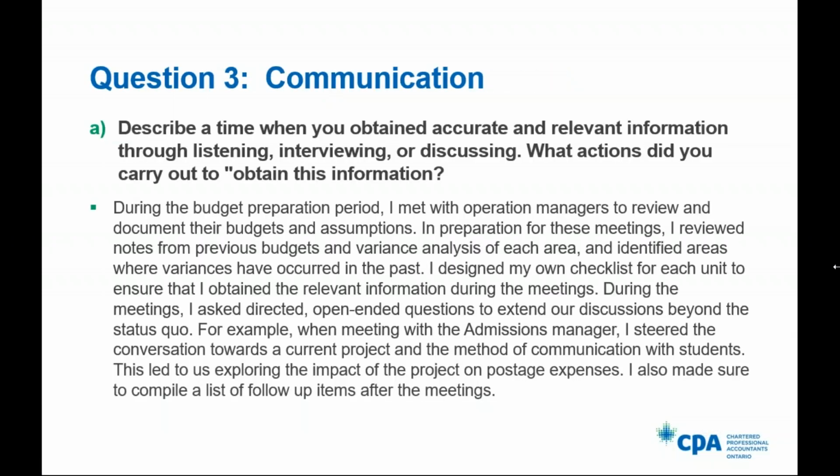So this next response for communication was an example of a level 2 response. This student discusses a complex example of how they met with their operation managers to review budgets and assumptions. The student talks about the different parts that they analyzed. They talked about what they did before the meeting and what they did during the meeting, and see how here they're discussing ways they communicated. They asked open and directed questions, and they prepared ahead of time.